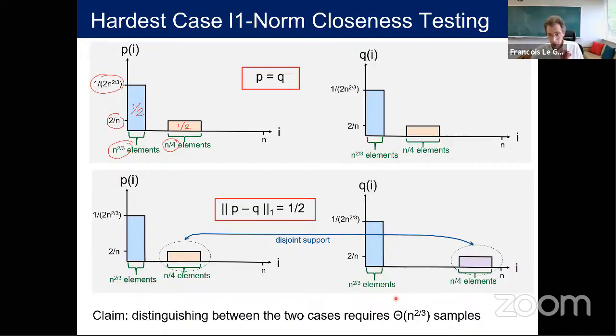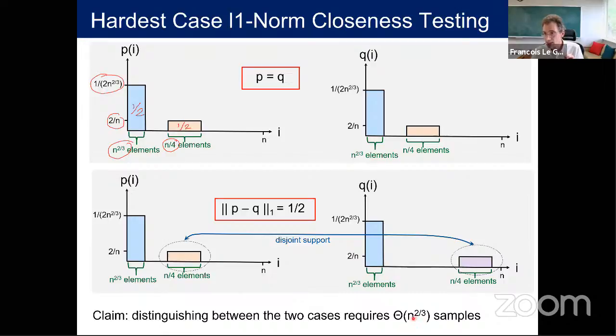Okay, and I'm claiming that distinguishing between these two cases requires n to the 2/3 samples. And proving this is fairly difficult. A lot of technical lemmas and insights are needed, but the main idea is that when you receive samples from P and Q, you will never be able to identify whether your samples come from the blue zone or the yellow zone, unless you have more than n to the 2/3 samples.